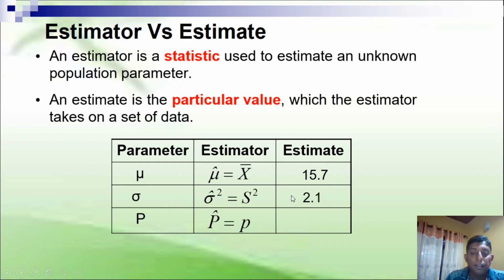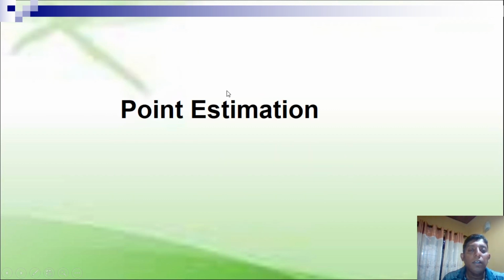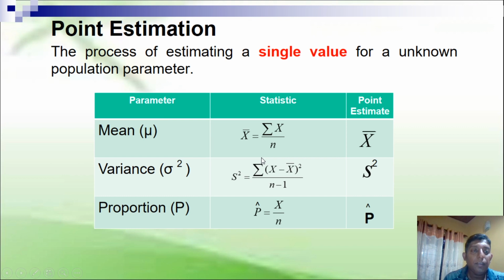Now see the example of the estimate for the population standard deviation sigma: 2.1. Therefore the estimate is the particular value. When you calculate the sample proportion using the sample data, 0.3 is the estimate for the population parameter capital P. Once you get the idea about the estimator and estimate, we can move to point estimation.